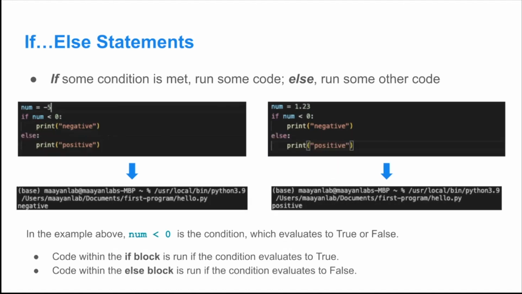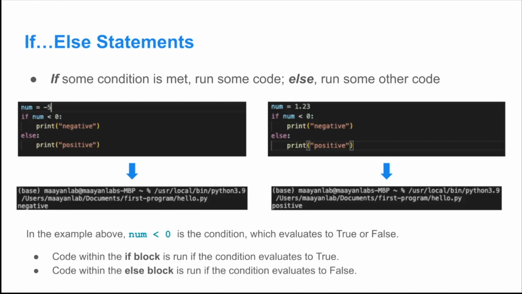Alternatively, if we also want to handle cases where we want to know if the number we've given it is positive or negative, then we can add this else keyword. In English, this would be: if some condition is met, run some code, else, or otherwise, run some other code. Once again, we have num equals -5 on the left, and we say that if num is less than 0 is true, then we print negative. Otherwise, else, we print positive.